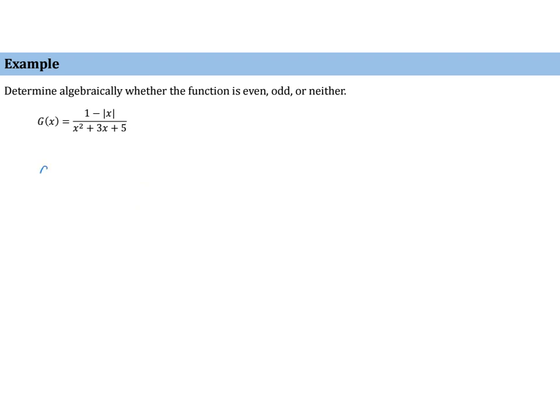What about g of x? g of -x equals 1 minus the absolute value of negative x. That's all going to be over the square of negative x plus 3 times negative x plus 5. That becomes 1 minus the absolute value of negative x, which is just the absolute value of x. The square of negative x is x squared minus 3x plus 5.